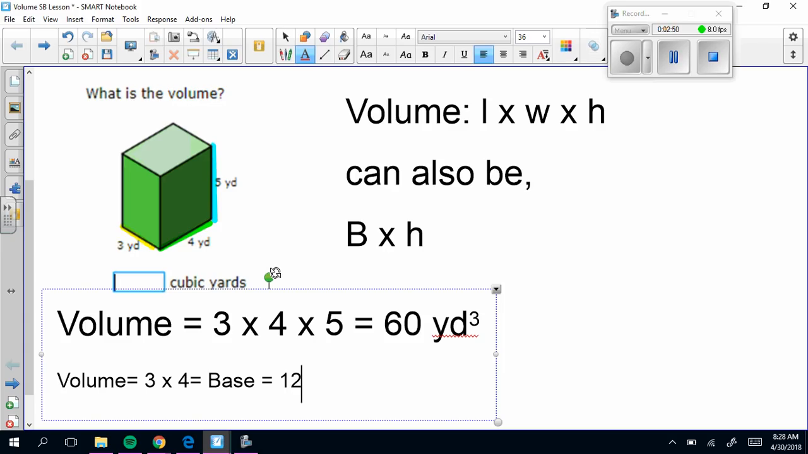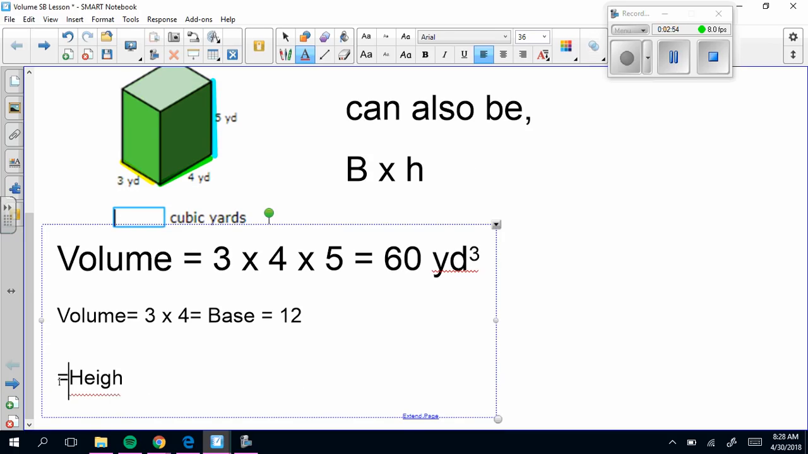Now, with our base being 12, our height we know equals 5. So once again, you do 12 times 5, which gives us a total of 60 yards cubed, just like we had here. Cubed, just like that.